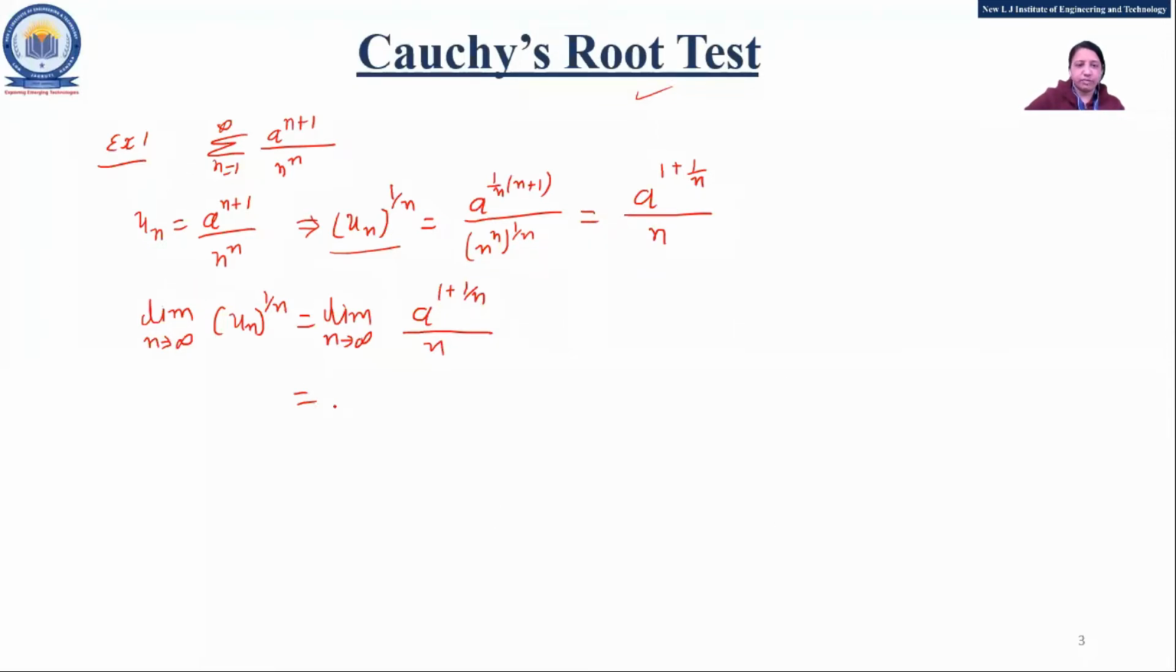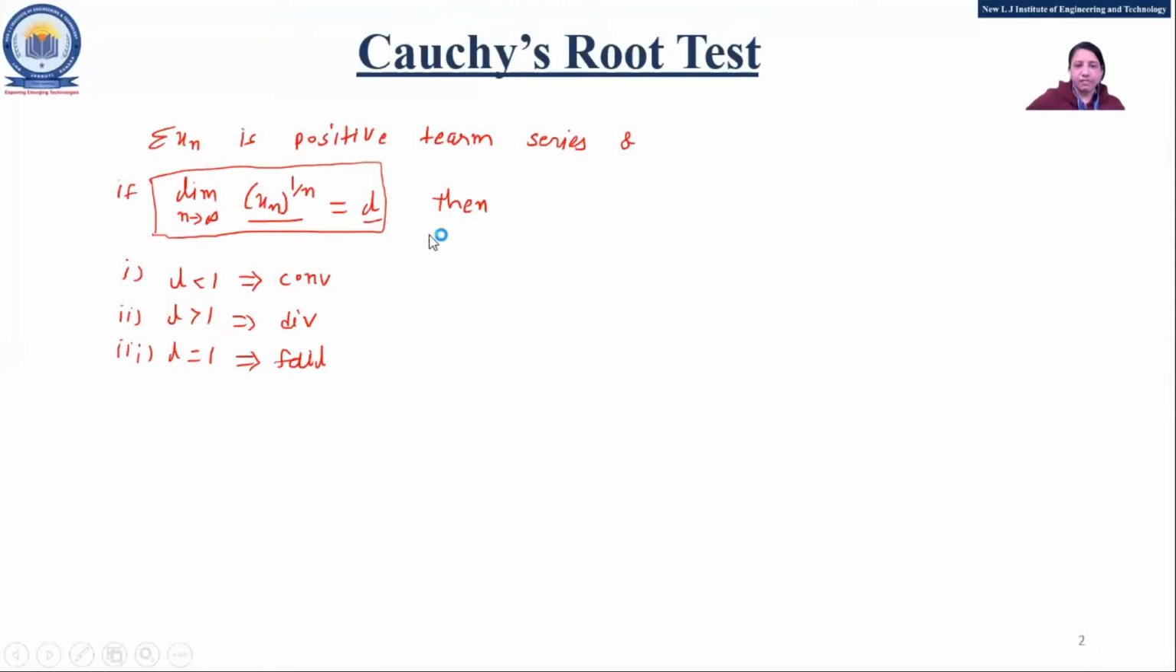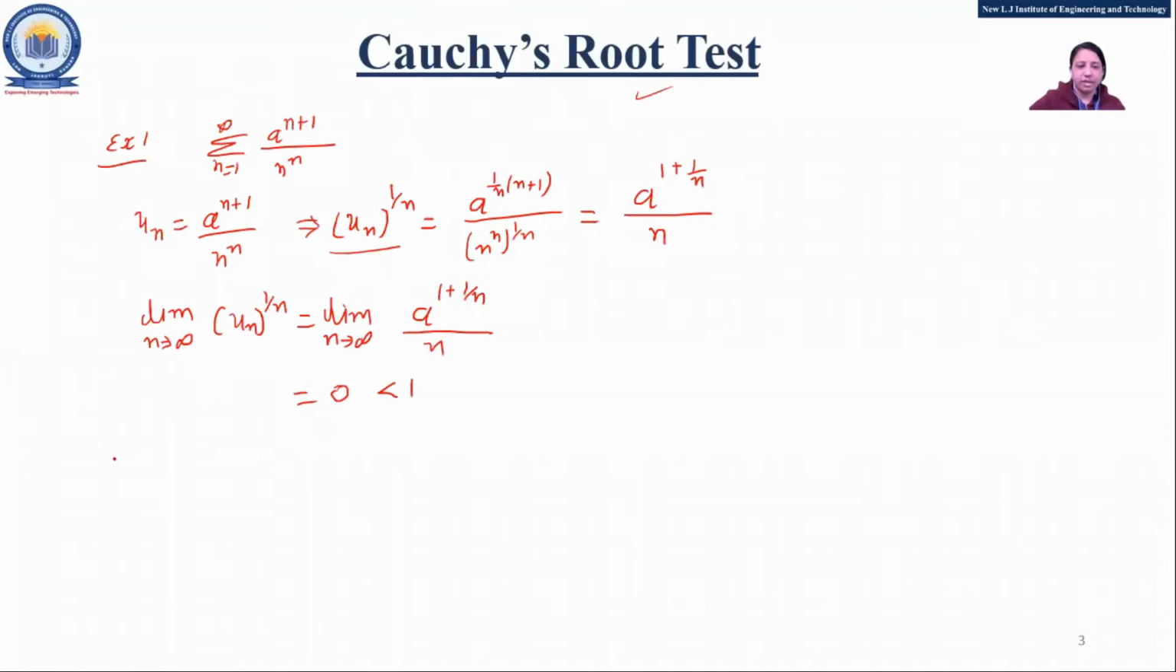Is it required to explain how the 0 will come? That is a simple one. So now it is a 0, and that is less than 1. So you can see that if the L you are finding is less than 1, your series is convergent. So we can say that using root test, the given series is convergent.